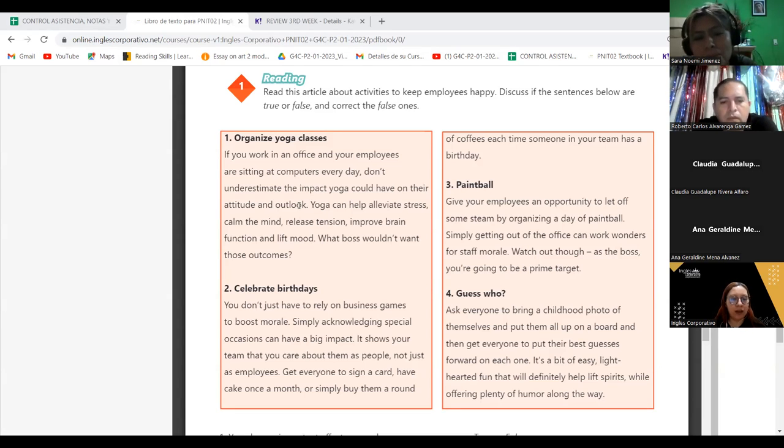Very good. Okay. Vamos leyendo, los que no están leyendo, pero van leyendo de sus casas, van prestando atención a cada párrafo porque hay preguntas al final, right?